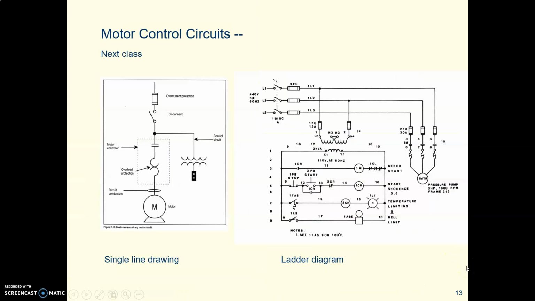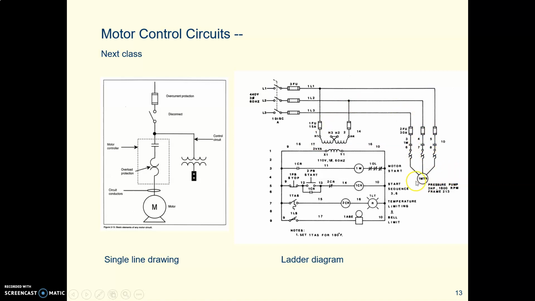And then coming down to a little bit more local scale. Here on the left is just a single line diagram that shows generally how a motor control circuit is connected. Here on the right is more detail in a thing called a ladder diagram. So this whole thing here is what we're going to look at next week.